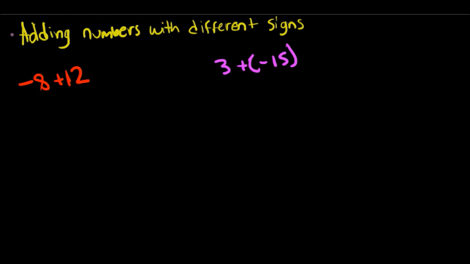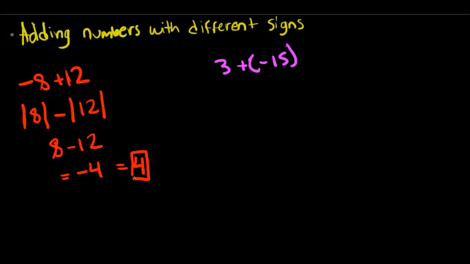Now we're going to look at adding numbers with different signs. When adding numbers with different signs, subtract the absolute values and use the sign of the number with the greater absolute value. So let's look at -8 plus 12. Start by taking the absolute value of both. So absolute value of 8 minus absolute value of 12. You would get 8 minus 12, which equals -4. But because 12 is the greater absolute value and is a positive number, you know that your answer should be positive.